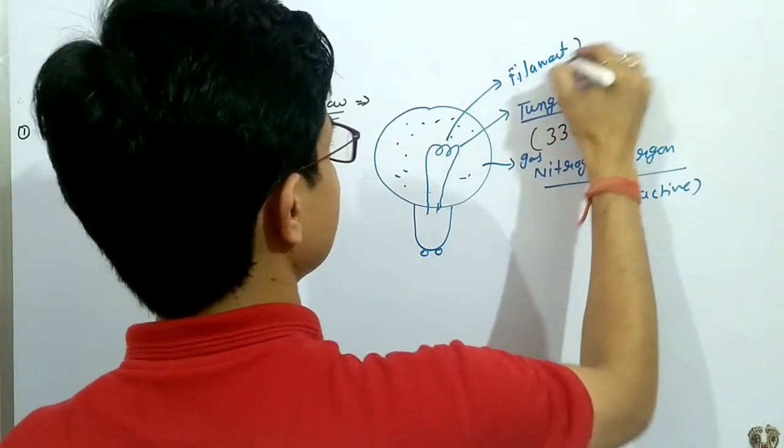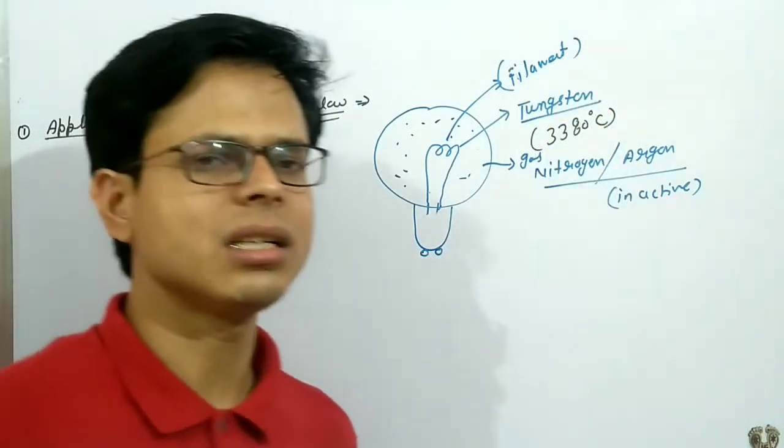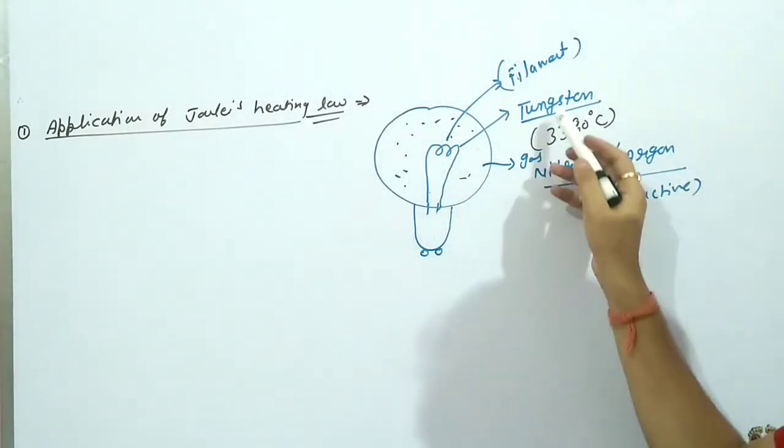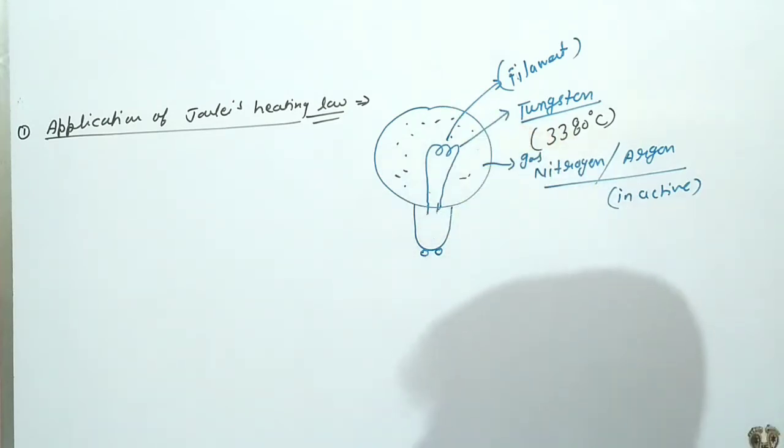Filament. The filament of the bulb is made up of tungsten. Why tungsten? The melting point of tungsten is very high. How much? 3380. This works on the principle of Joule's heating law.